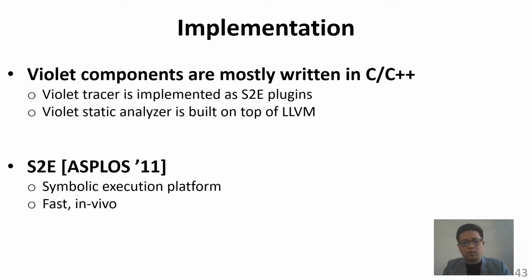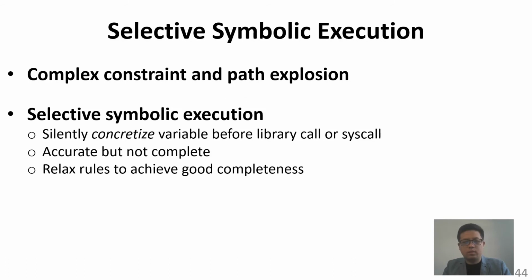Violet is built on top of S2E, a state-of-the-art symbolic execution platform published in ASPLOS 2011. The tracer is implemented as an S2E plugin, and the Violet static analysis is built on top of LLVM. To mitigate the path explosion and complex constraints, we use selective symbolic execution, which will silently concretize variables before a library call or syscall. It is accurate, but it will lose completeness. In order to achieve high completeness, we relax the concretization rule. For more information, please look at our paper.